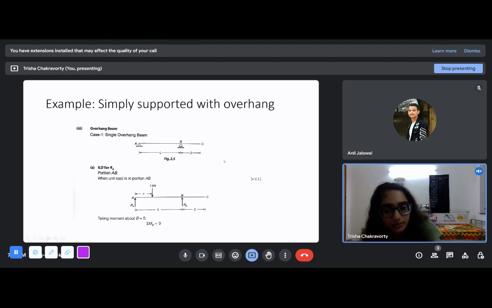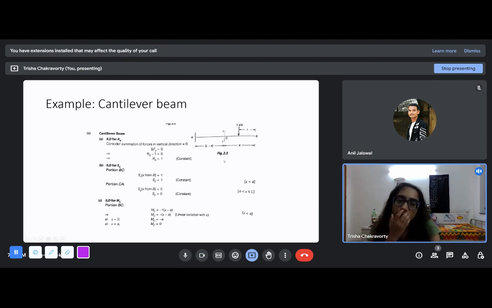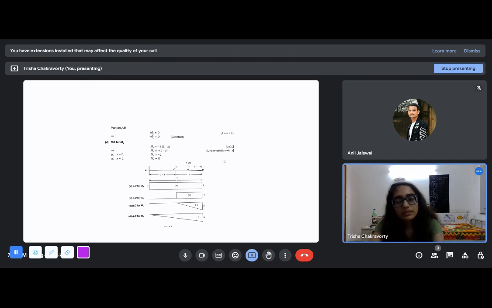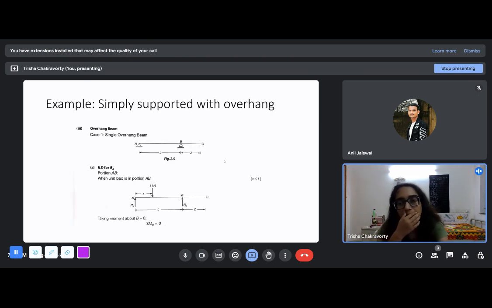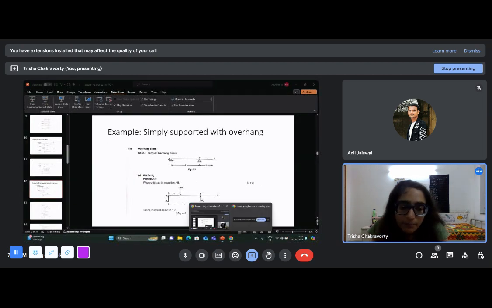You have to define the section. Don't forget that you cannot find the influence line diagram of bending moment of the entire beam. You can only find the influence line diagram of the bending moment at a particular section in the beam. So this was another example, the cantilever beam. Then this is known as a simply supported beam with an overhang.